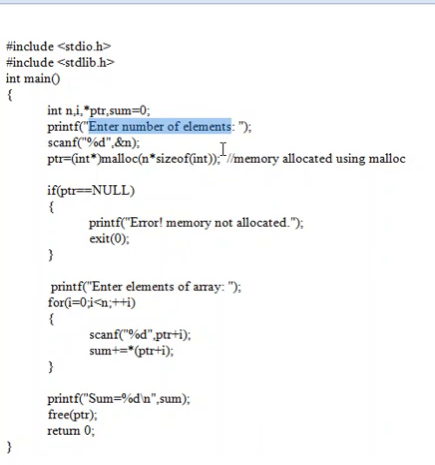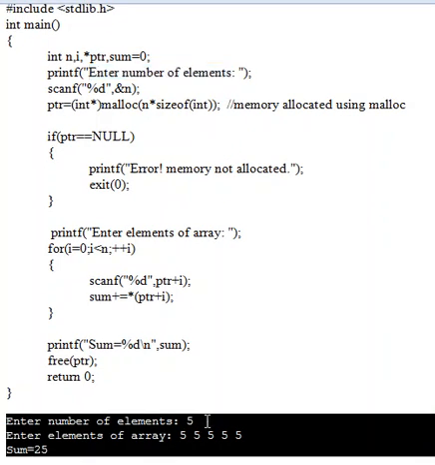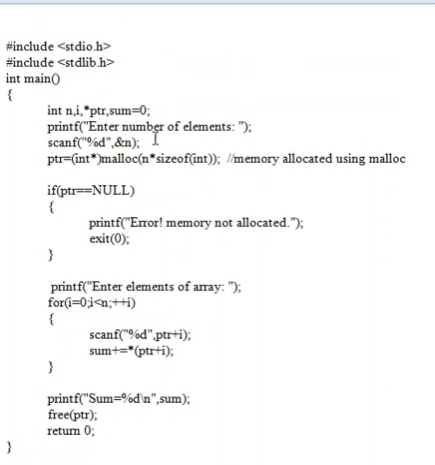Next I am asking the number of elements. So for example I am giving 5, that means total number of elements are 5. The scanf function will read that value 5 and it will be stored in variable n. Now n is equal to 5.